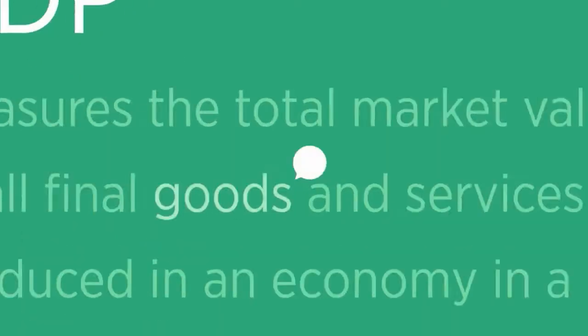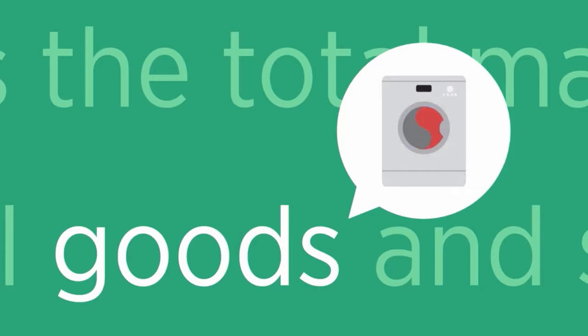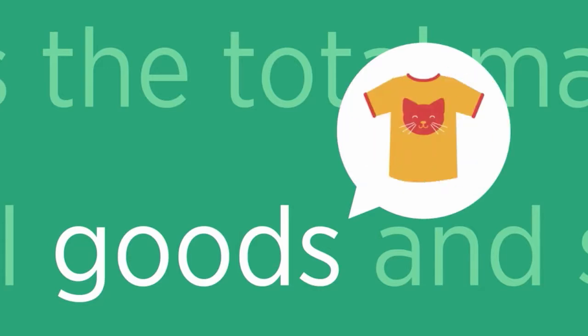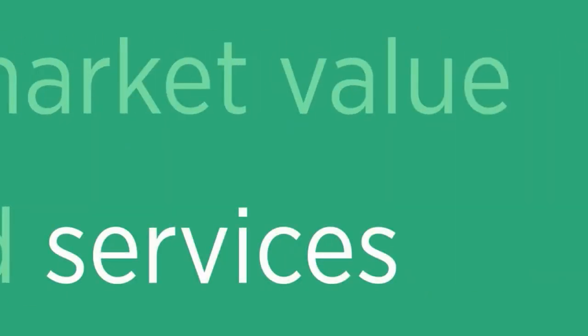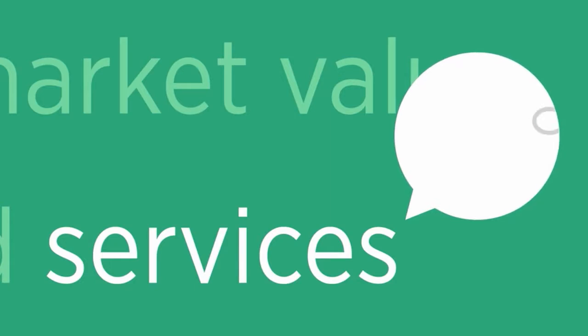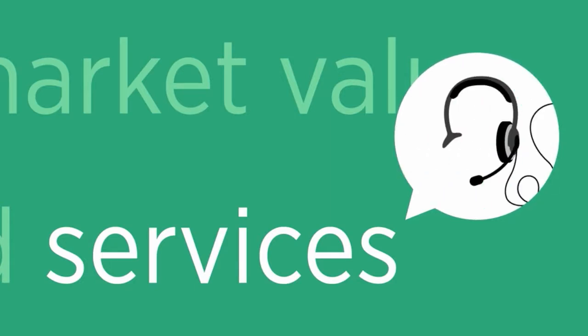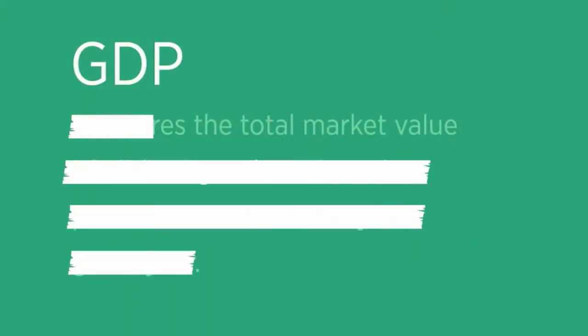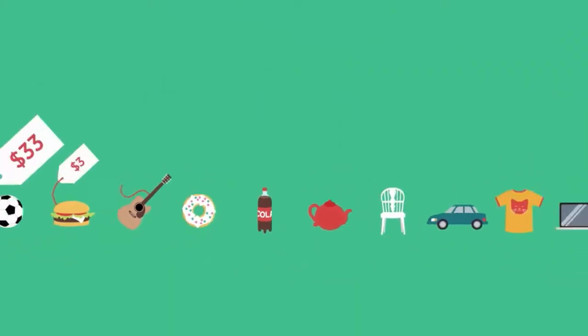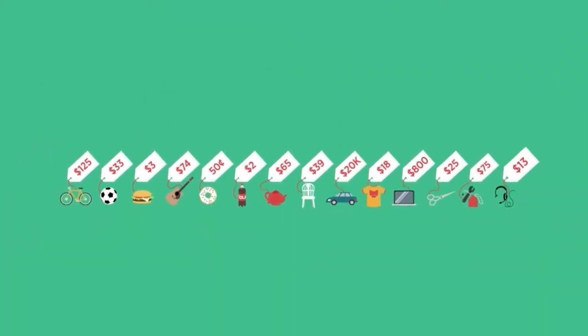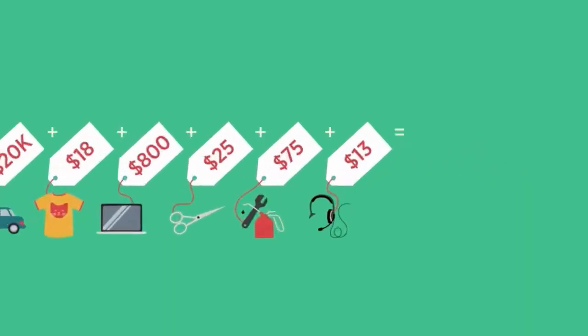Goods are items that are touchable, such as appliances, cars, and clothing. Services are actions, things people do for us, such as haircuts, car repairs, and customer service. Let's take a look at 3 phrases used to define GDP. The first phrase is total market value. The value of a good or service is determined by the price paid for that item in the marketplace. When you add those prices together, you have the total value of GDP.